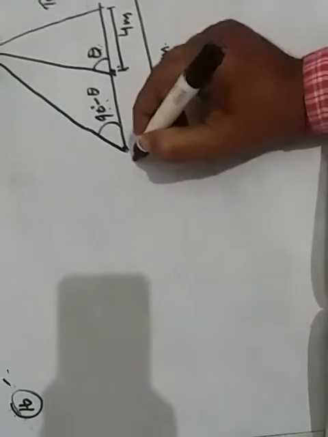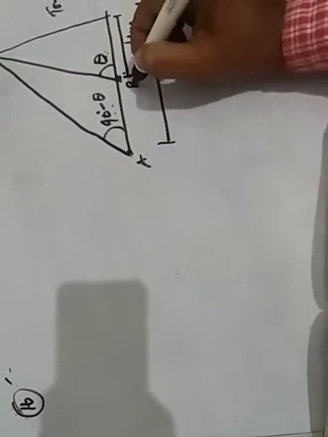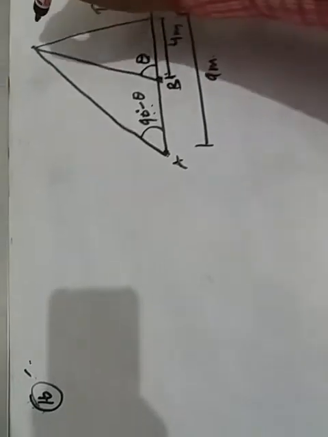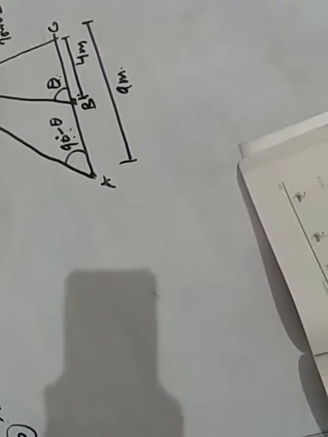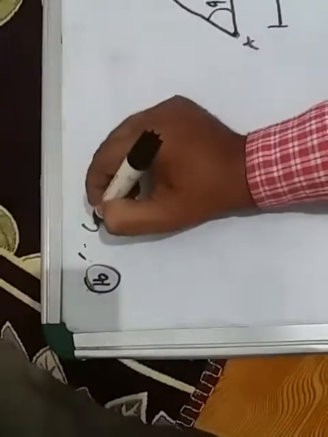Now let us give the names. Let this be point A, this is point B, this is point C, this is point D. Clear? What we have to find out? Prove that the height of the tower is 6 meter. See, here we have to prove that the height of the tower is 6 meter. We have to find out. Let us see what is given.